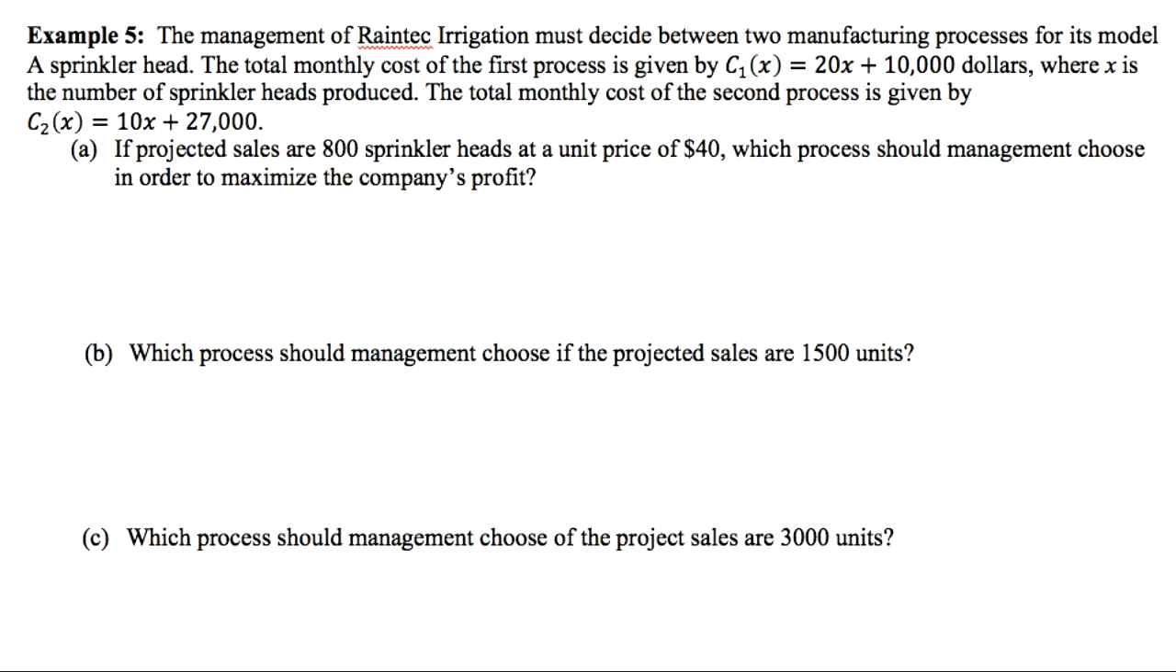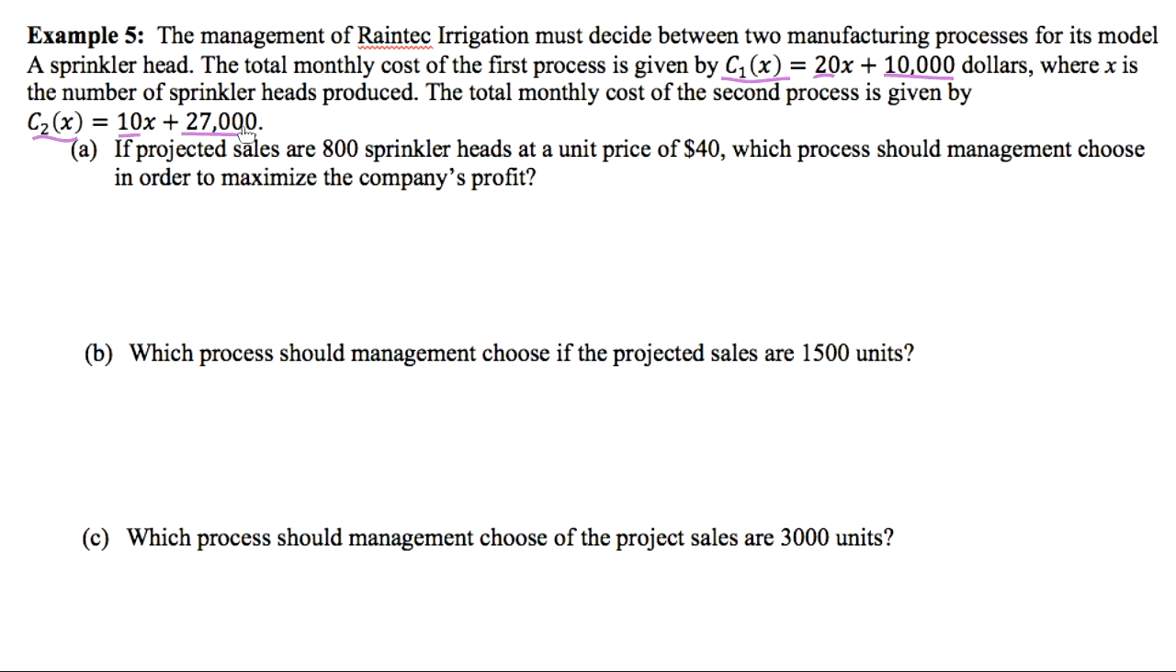And this one says the management of Raintech Irrigation must decide between two manufacturing processes for its Model A sprinkler head. The total monthly cost of the first process is given here by C sub 1. So C sub 1 tells us that we have variable costs of $20 per item and fixed costs of $10,000. X is the number of sprinkler heads produced and sold. The total monthly cost of the second process is C sub 2, and that is 10x plus 27,000. So when we compare C sub 1 with C sub 2, I see this one has higher variable cost, 20 compared to 10, but C sub 1 has lower fixed cost, the 10,000 compared to 27,000.